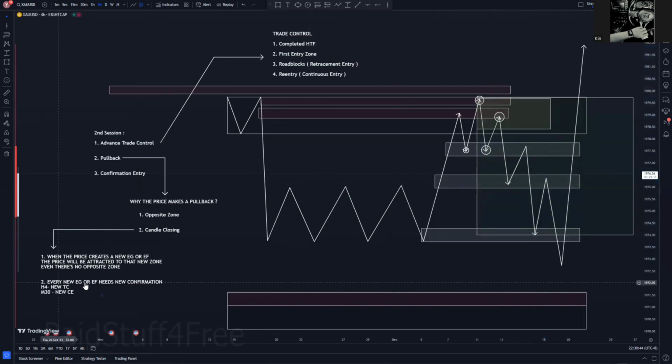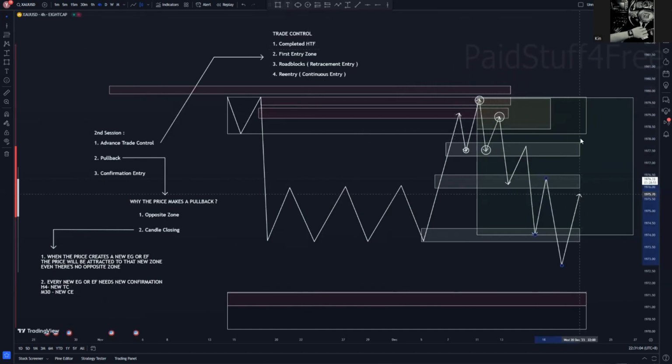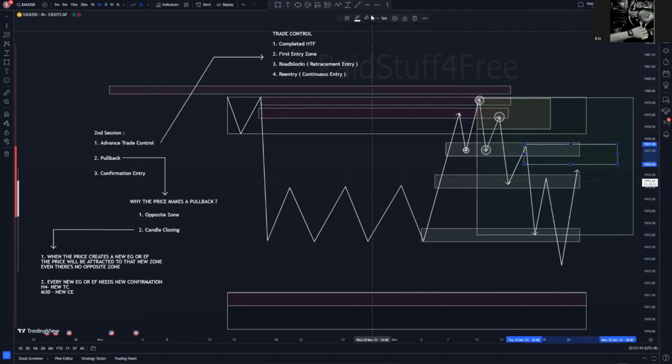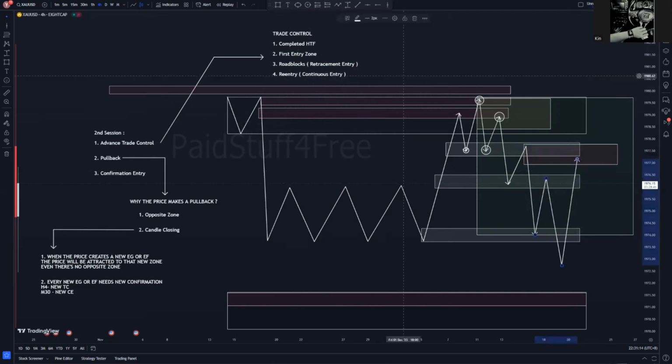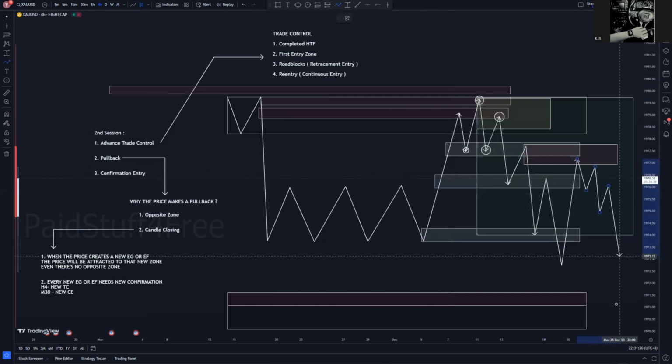Because every new EG or EF needs new confirmation. Talking about confirmation, it's not just about the confirmation entry, but the confirmation that the current market price needs to create. So for now, H4 needs a new TC. If the price wants to go down, it needs to respect maybe this first entry somewhere here. After respecting the first entry, the price is going to go down, create DC, and then create EF, something like that. After that, the price is going to go down to our next zone.